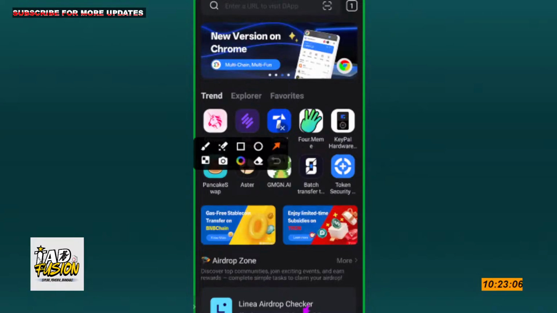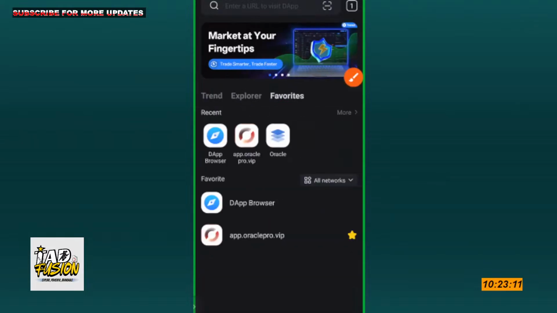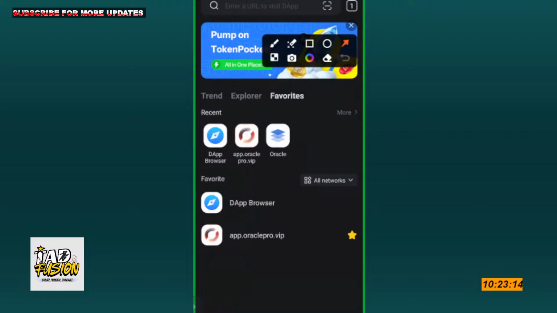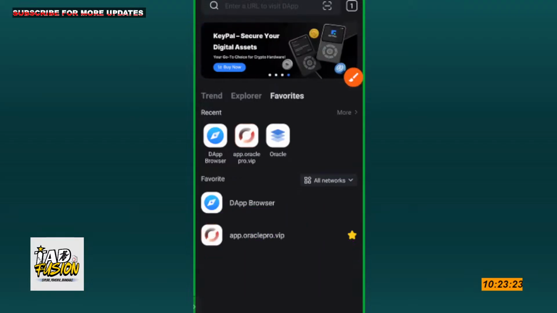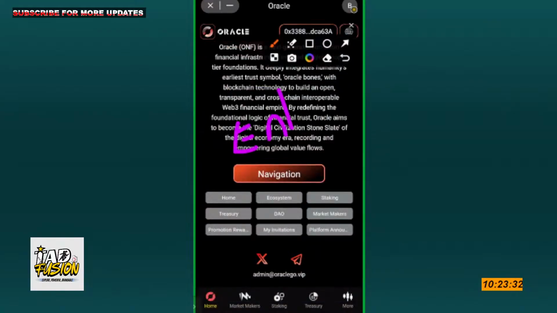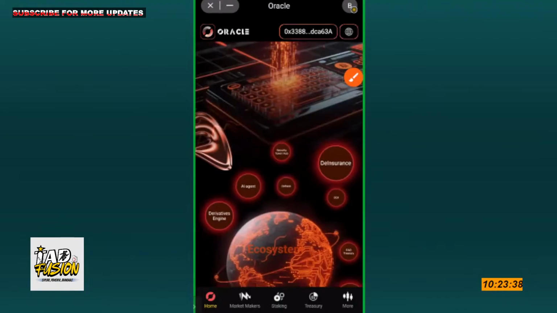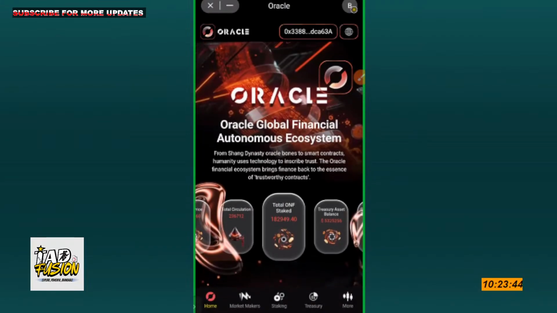When you click on Discover, then you will click on Favorites. When you click on Favorites, then you will be able to see your Oracle app, Oracle Pro.vip here. Then you click on it. When you click on it, some of your accounts, you will see a word enter. You click on that word enter. But to some of you, you just click on that Oracle VIP link, then you enter your system. When you enter your system, this is what you are going to see.